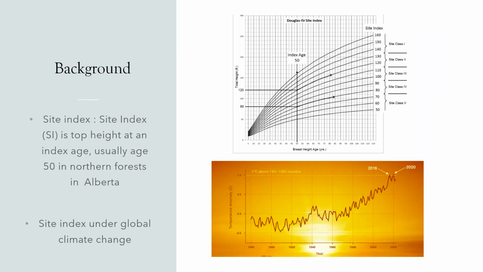The site index is top height at an index age, usually age 50 in northern forests in Alberta. We can see in this figure that the site index is divided into different classes. Class 1 is the highest class, representing the highest site index and also the highest forest productivity. The site index can be used as a management tool to choose species for new planting areas, create management plans, and assess or forecast tree development.